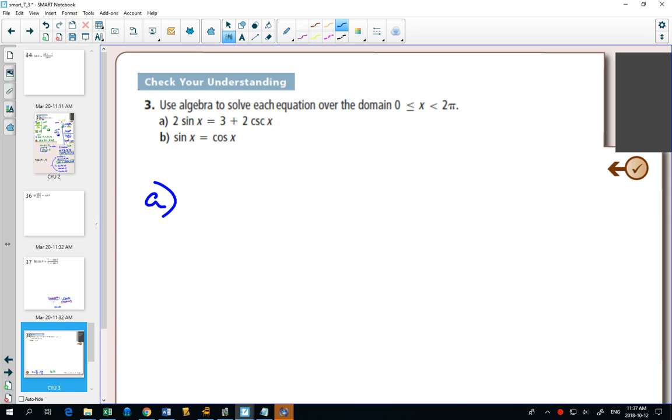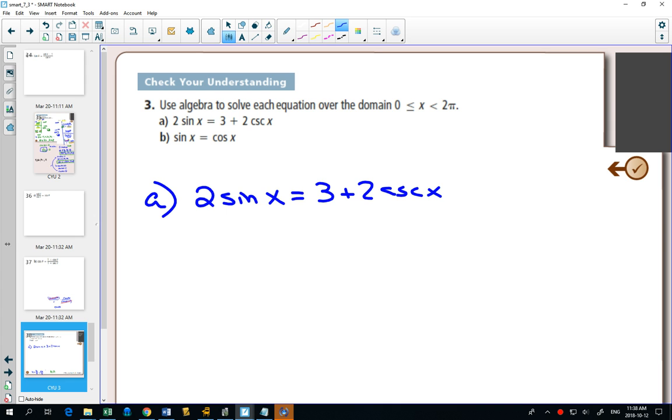So A is going to be a review of stuff we did at the beginning of Chapter 7 and stuff we did in Chapter 6 with one new little bit. Currently, we cannot solve this question because we have two different trig functions. One of them is sine, one of them is cosecant. If we had all the same trig function, then we could solve it.